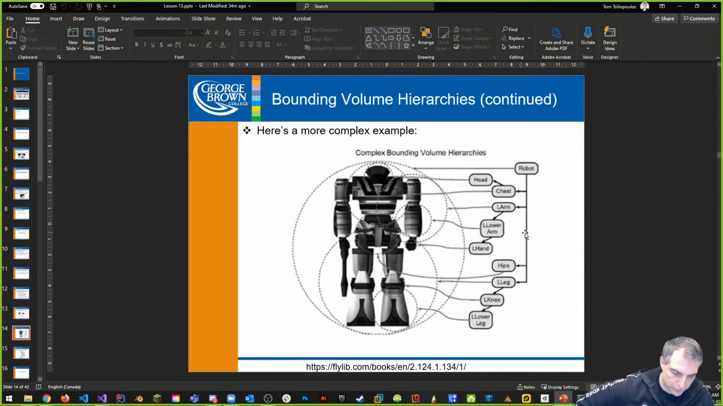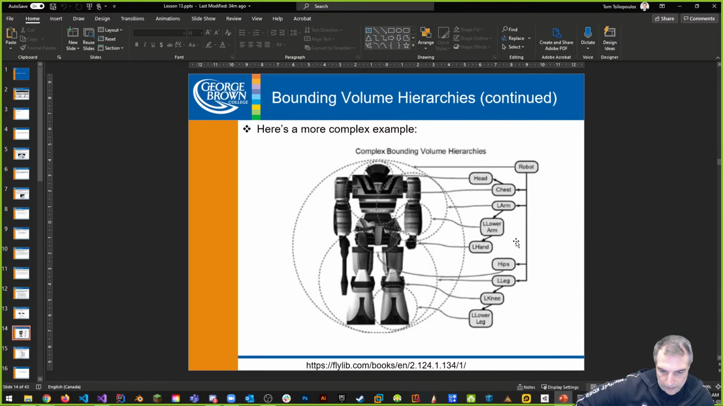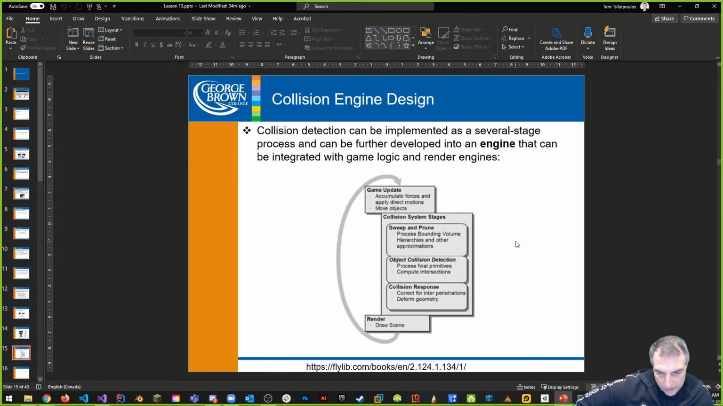Again, this is pretty straightforward logically, but I wanted to talk about this before we get into collision response techniques. When we think about a collision engine, if we're going to make a collision engine, we have our update function, some kind of update, and then there's a few stages of collision detection and response. Okay, so here's the collision system stages. Some kind of sweep and prune, where we process the bounding volume hierarchies and other approximations. So what are they? All right, next, first part. Second is, do I have object collisions happening? All right, that's the second stage.